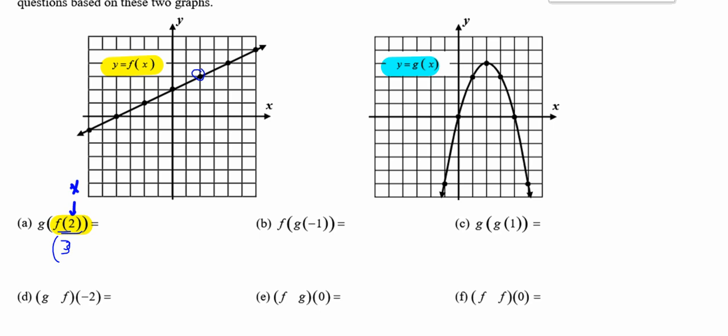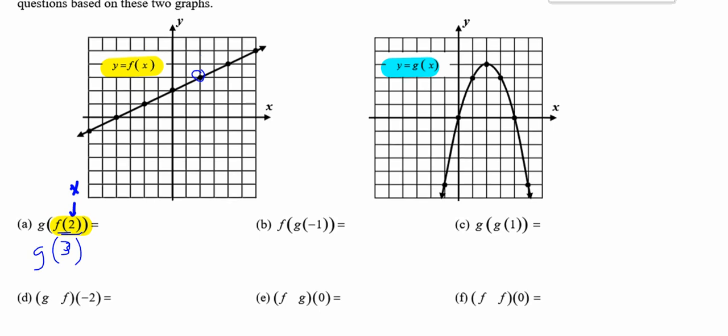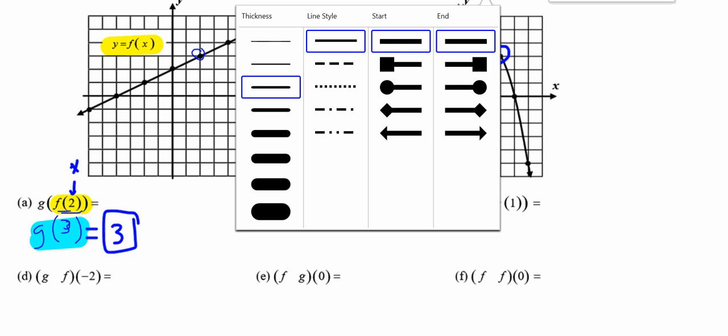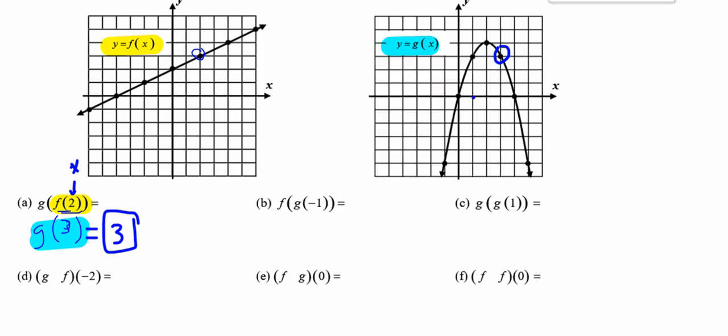So now I'm looking for g of 3, which means I now have to go to the portion that's highlighted in blue. So if I look for the blue portion, I go to g of 3, again meaning 3 is our x value, 1, 2, 3, and I go up, and at this point I'm at 3 as well. So that means g of 3 equals 3, and that is my final solution. Erase this, and let's look at the next one.